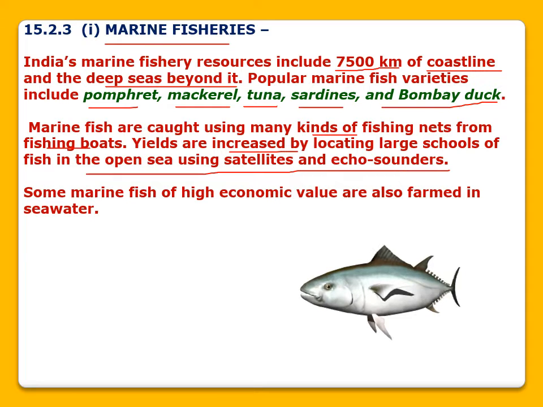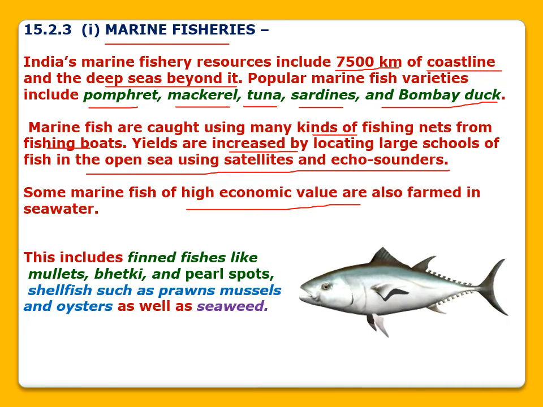Some marine fish of high economic value are also found in seawater, and that includes fin fish like mullets, bhetki, and pearl spots. Shellfish such as prawns, mussels, and oysters, as well as seaweed, are also found.